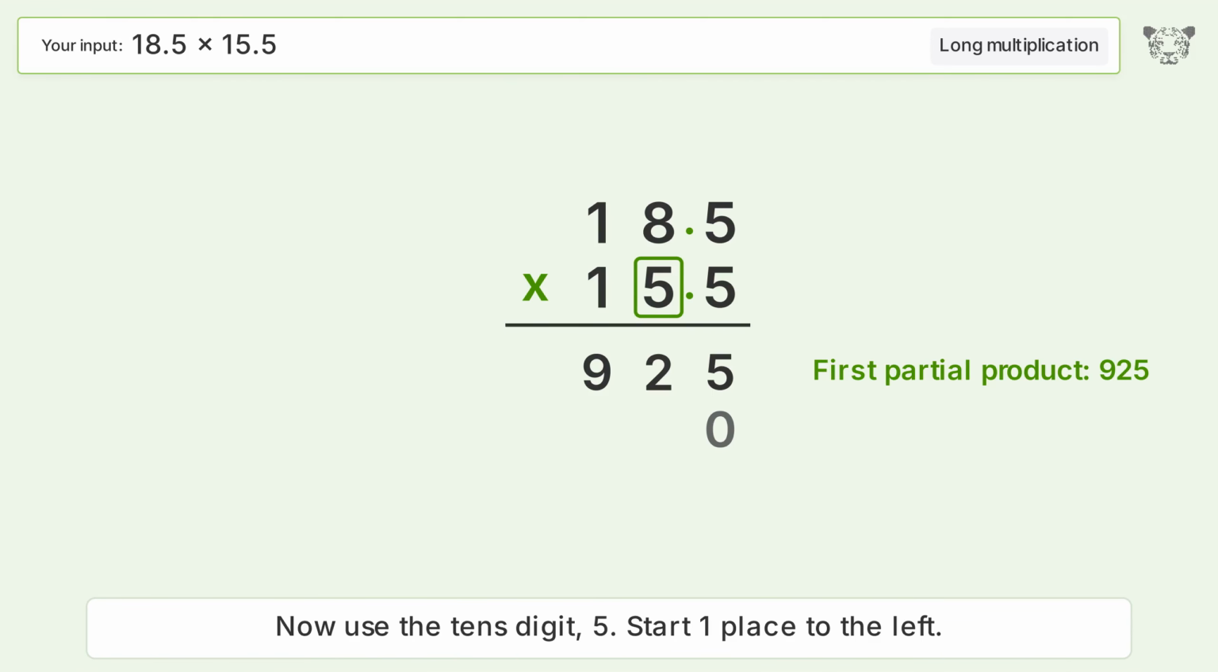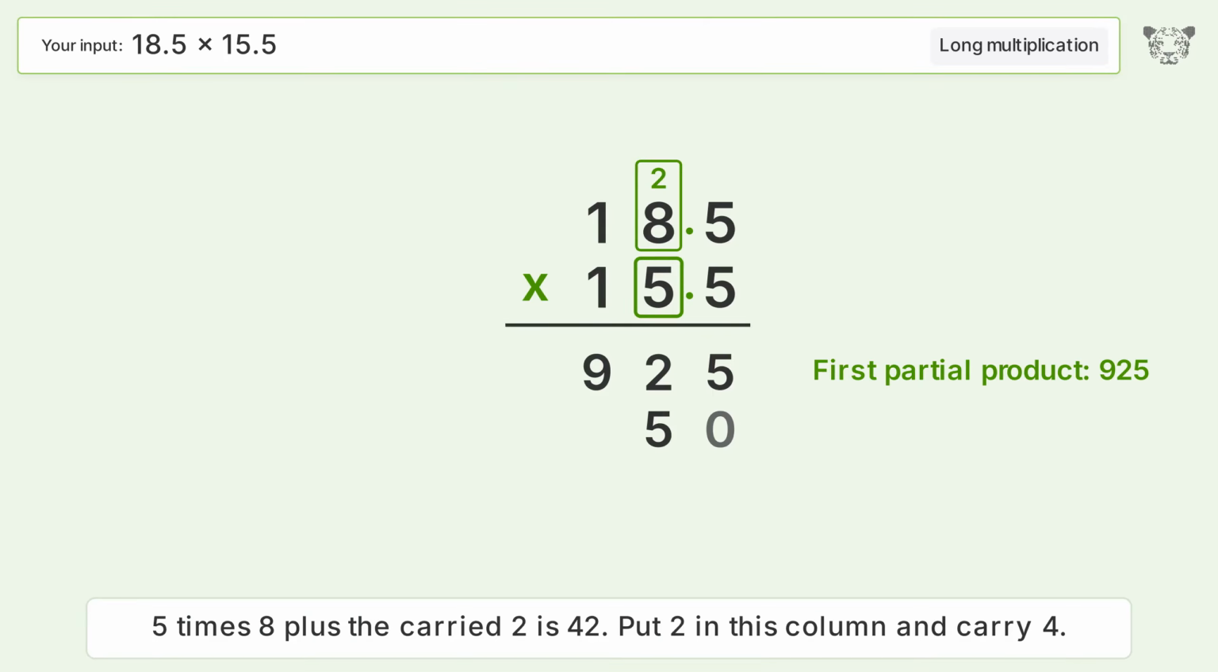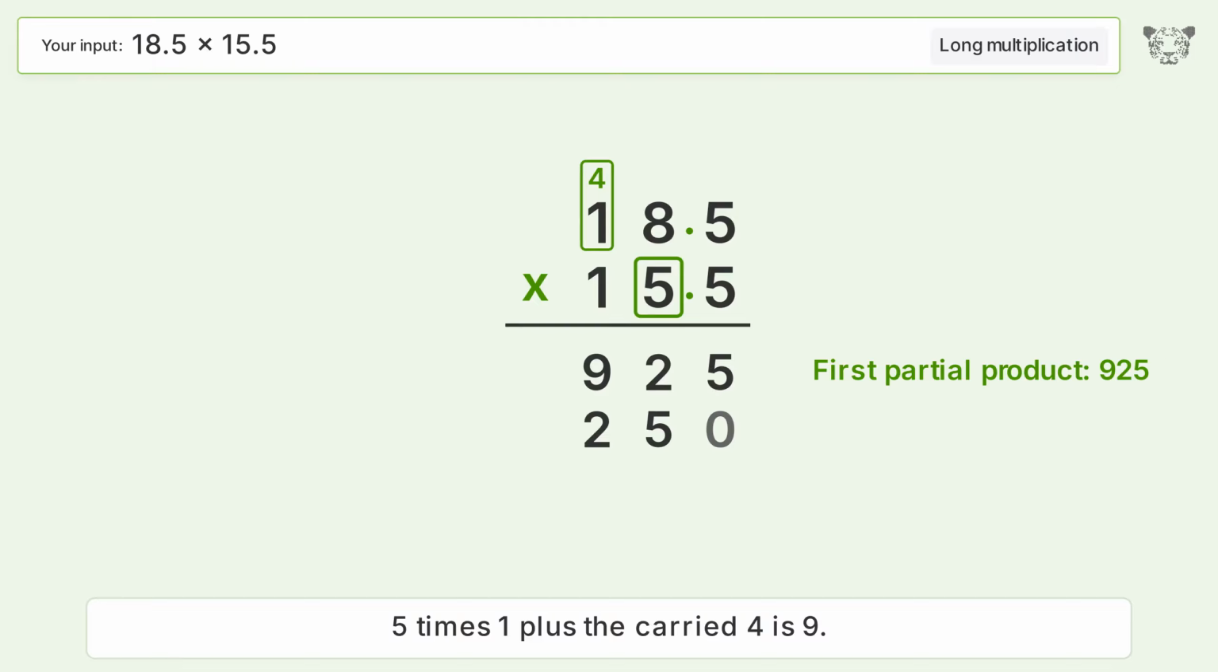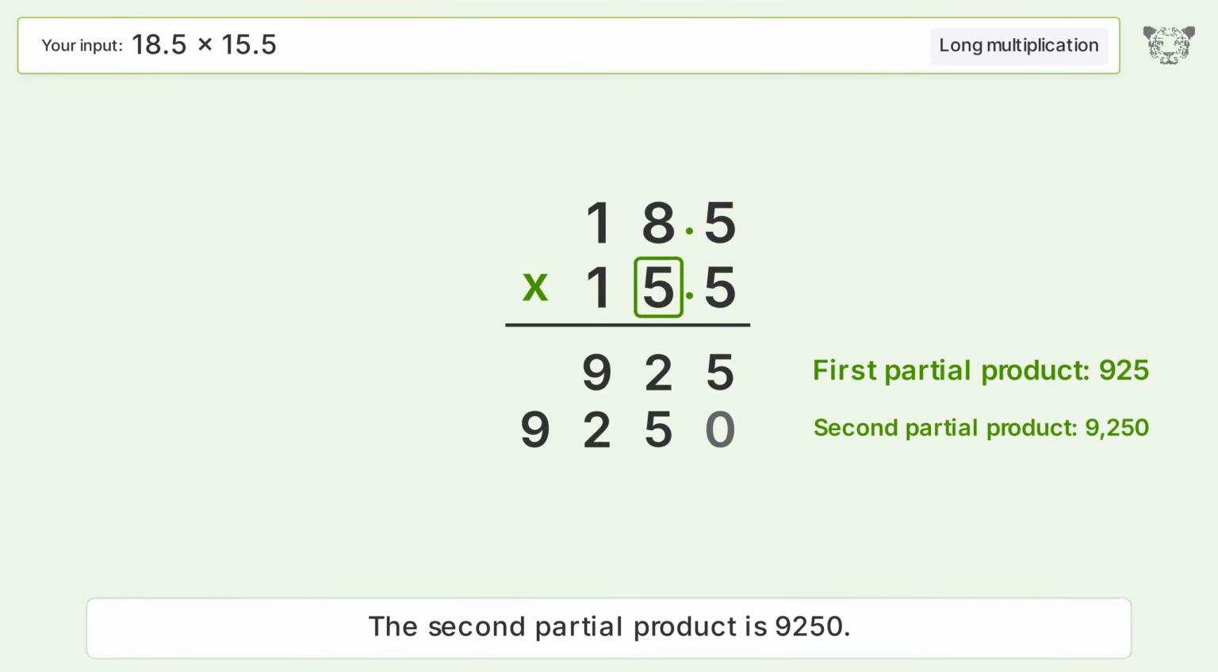Now use the tens digit, 5. Start one place to the left. 5 times 5 is 25. Put 5 in this column and carry 2. 5 times 8 plus the carried 2 is 42. Put 2 in this column and carry 4. 5 times 1 plus the carried 4 is 9. The second partial product is 9,250.